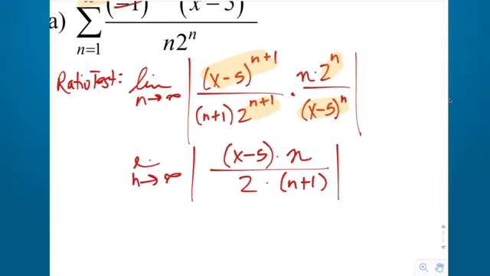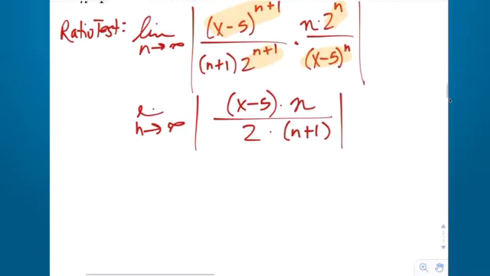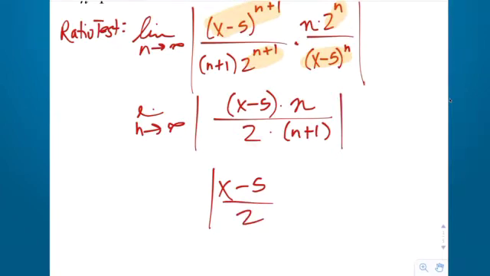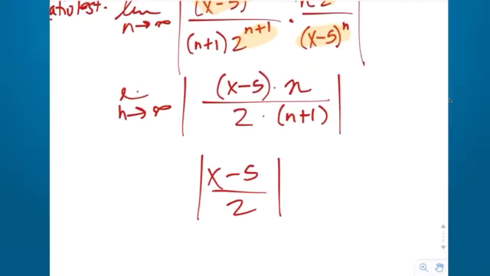Okay, so really, again, it's n to the first over n to the first, and we're taking the limit as n goes to infinity, it should be leading coefficient over leading coefficient, right? Which is x minus 5 over 2. Okay, because you're treating x like a constant. So x minus 5, the entire quantity, is the coefficient of n.